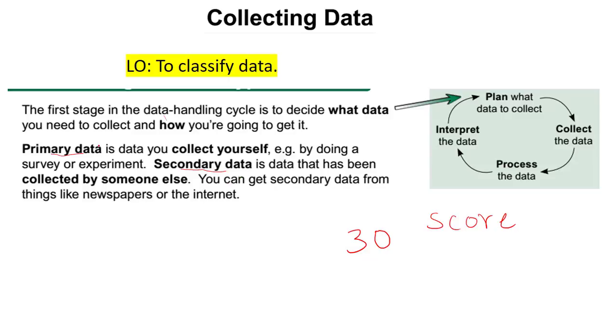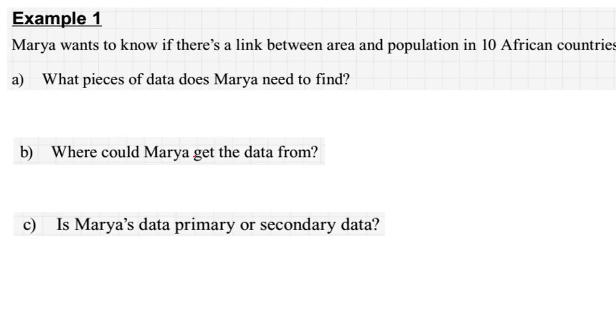So there are two types of data we're talking about: primary data and secondary data. The primary data is the data you collect yourself, using a questionnaire, by doing an experiment, or just by doing a survey. But secondary data is the data that has been collected for you. All you need to do is to get it and use it. And you could get it from things like the internet, the newspaper, or the computer. Okay. So what we're doing today is classifying data into two types: primary data and secondary data.